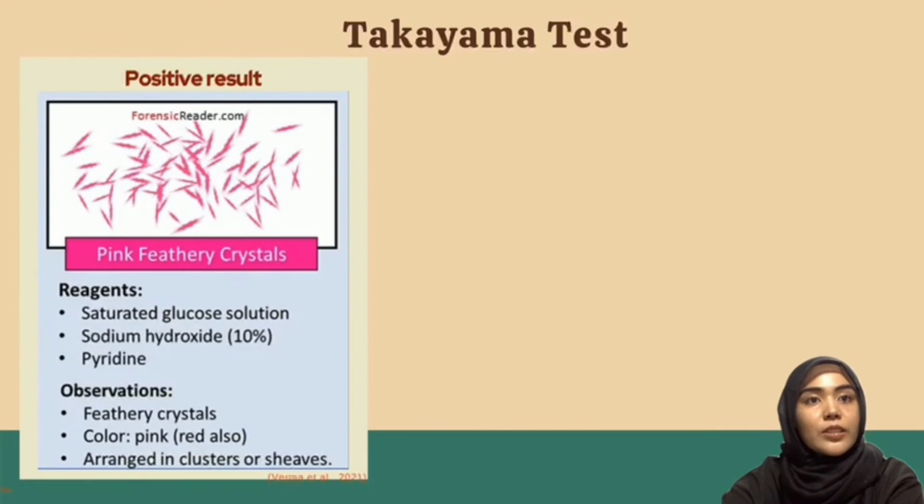Next is the positive reaction of this test. For the Takayama test, the positive result is when the end product of the test is the formation of pink feather crystals arranged in clusters or sheaves. The reagents we use in this test are saturated glucose solution, sodium hydroxide 10%, and pyridine.